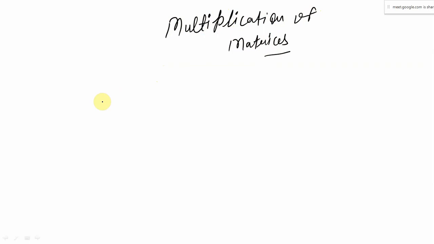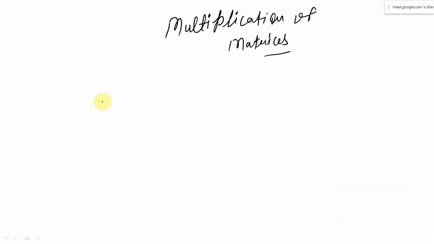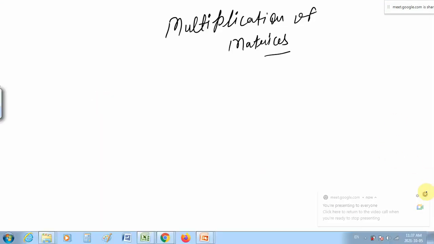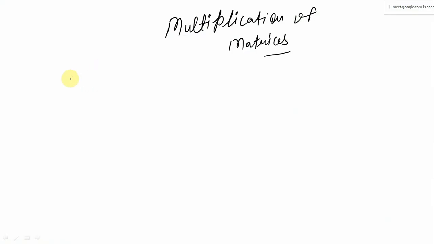See, multiplication of matrices, like you have seen in the addition and subtraction of the matrices, that it was quite easy. Just add the respective numbers, add a11 into a11, b11 into b11, like this. But when it comes to the multiplication, we have to follow a particular methodology. So the first thing which we need to ensure is that whether the multiplication is possible or not.